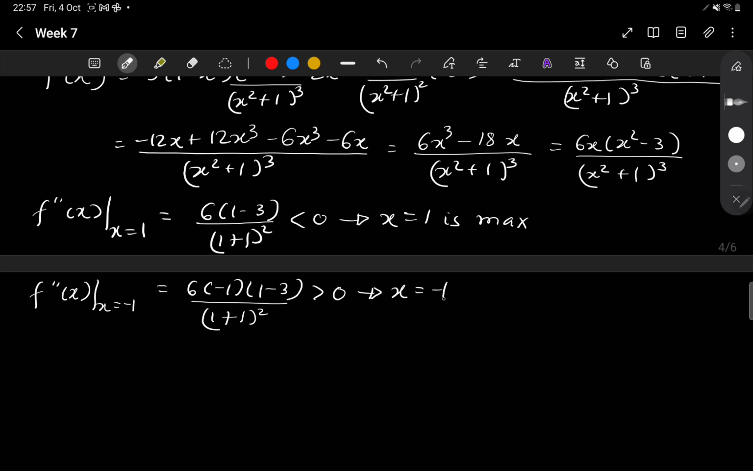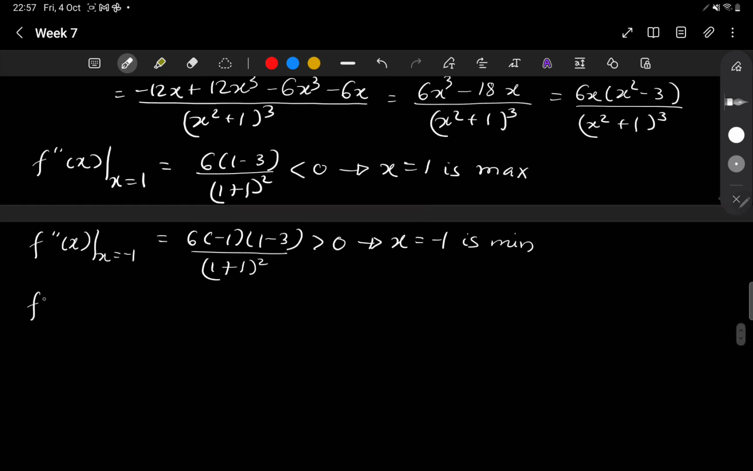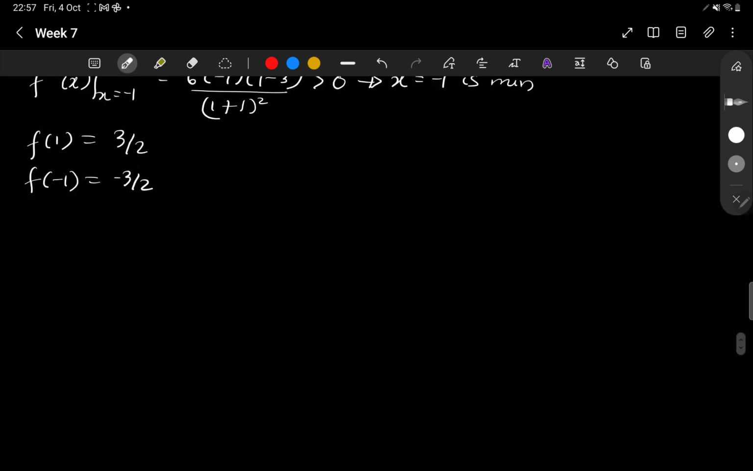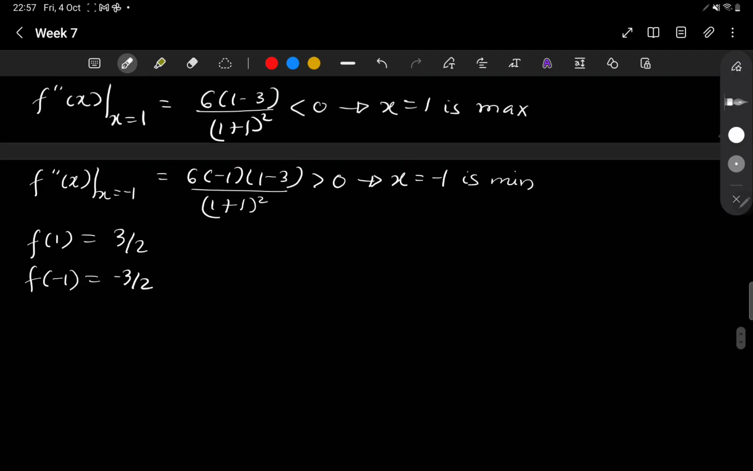Now let us check the sign of the double derivative at each of the extremum points. Now the value of the function at each of these points is the following. And also we need to check the limit at x tending to plus minus infinity.